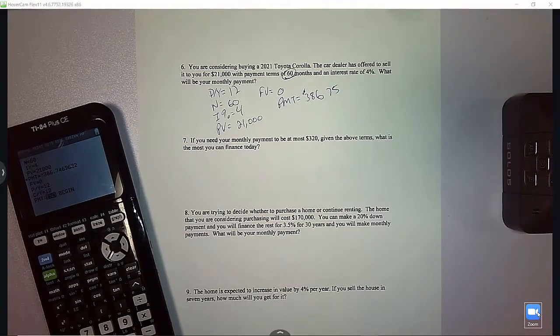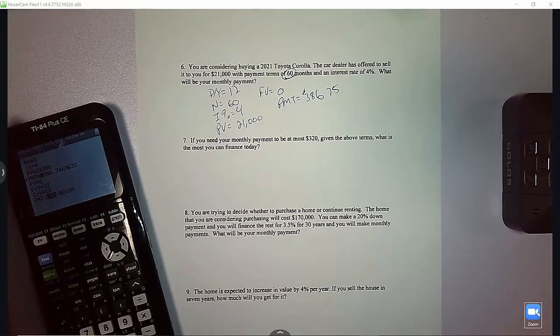So my next question says, if you need your monthly payment to be at most $320, and I actually faced this when I went to buy a car before, where I had a budget that I stuck to every month, and I knew how much I could afford to spend every month on my car payment, and I already had my terms because at the time I worked for a bank, and so I walked in knowing my terms, knowing my payment, the most I could afford to pay, and so from that I could get the most I could finance for the car. So that's what we're going to look at here.